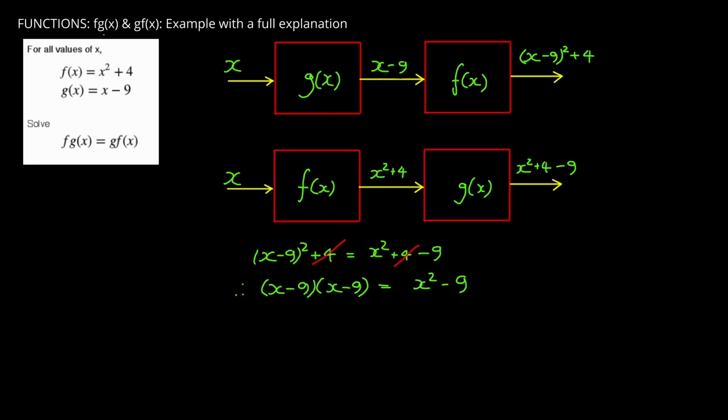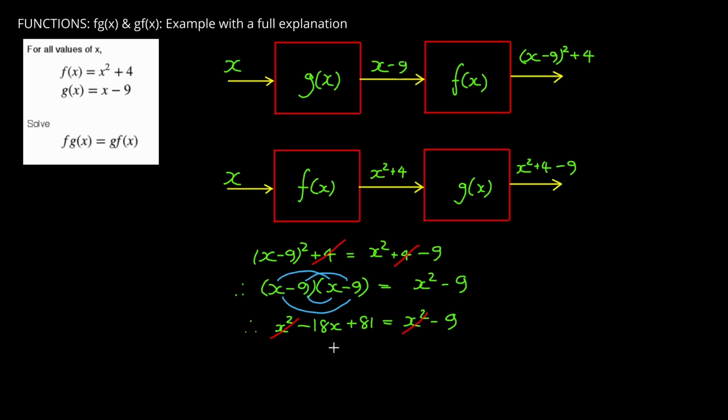We've got to multiply this bracket out. And guess what? It's going to be eyebrows and smiles. So we get x squared, then underneath, we get a negative 9x here and another negative 9x here, which is negative 18x. And the last eyebrow, negative 9 times negative 9 is positive 81. And this is equal to x squared minus 9. Yet again, x squared on both sides, they cancel.